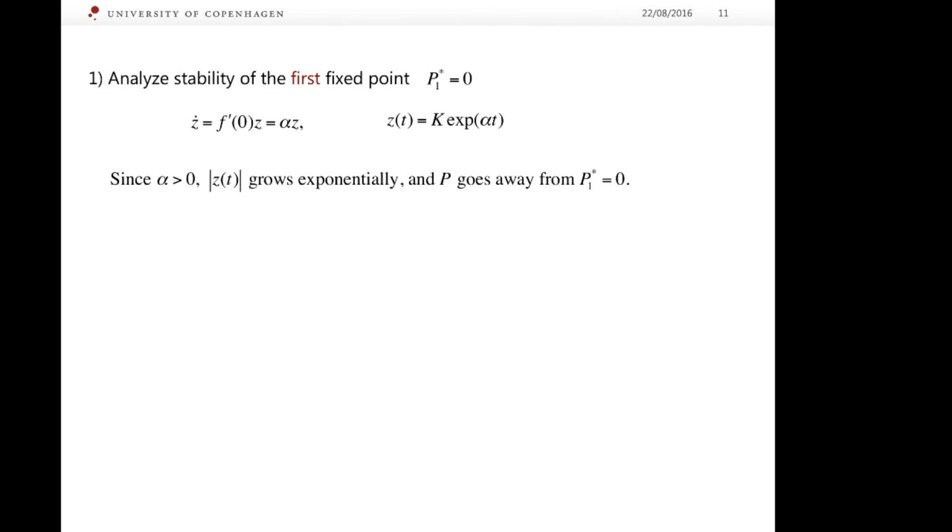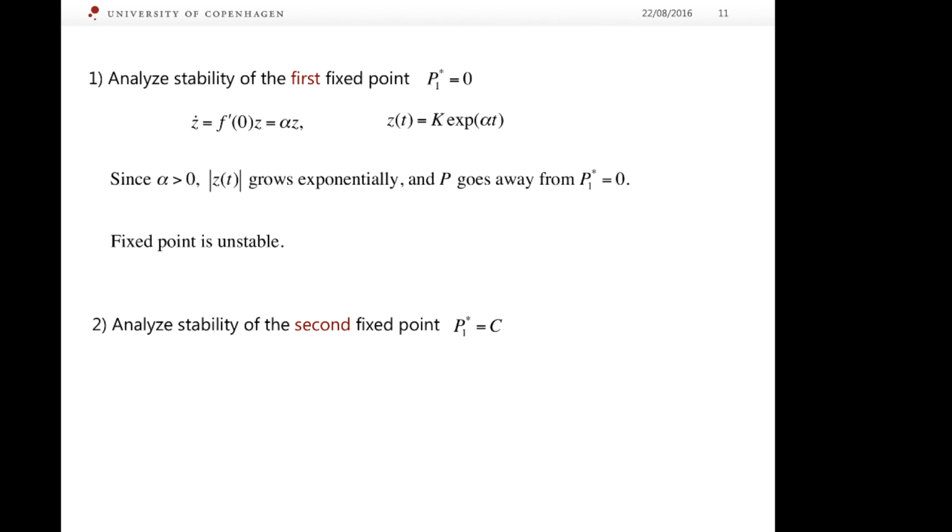Now, because alpha is positive, it means that the modulus of z will always grow exponentially, whether z is negative or positive. This means that the state P of the dynamical system will go away from the fixed point at 0. It means that the fixed point at 0 is unstable.